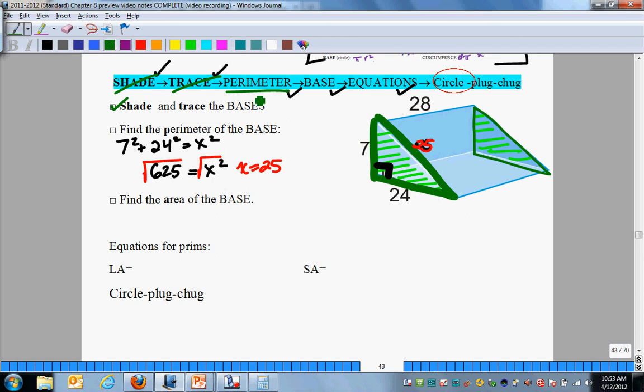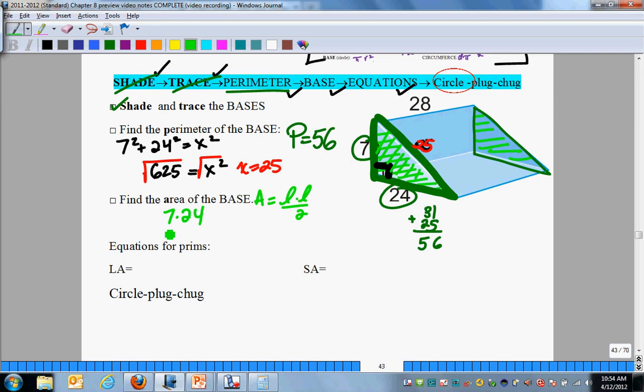So our perimeter, notice I'm using a capital P, I add 7 plus 24, that's 31, plus 25, it's 56. So 56 is our perimeter. Next, I want to find the area of the base. That's a right triangle, so area equals leg times leg over 2. So I'm going to go 7 times 24 over 2 is my area.